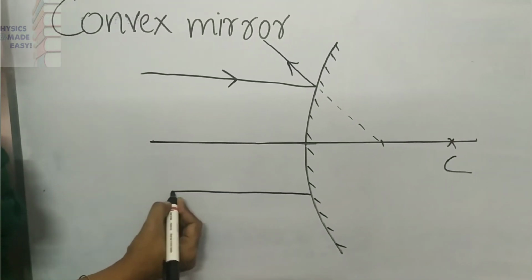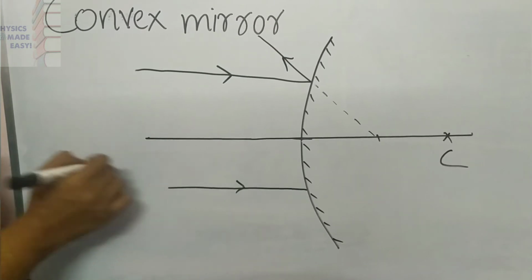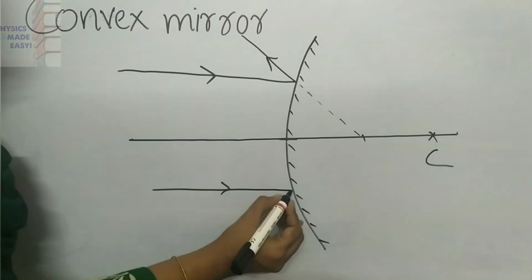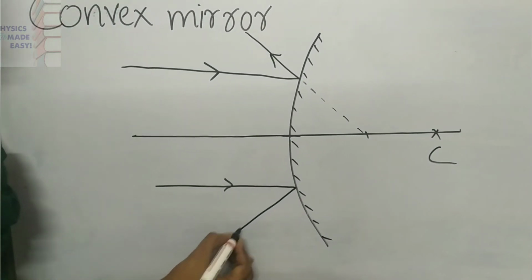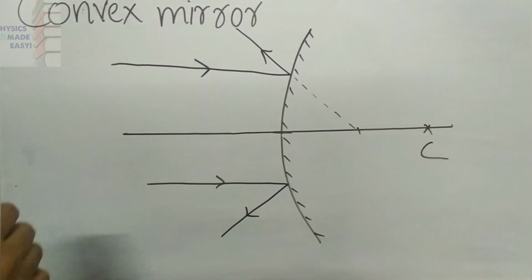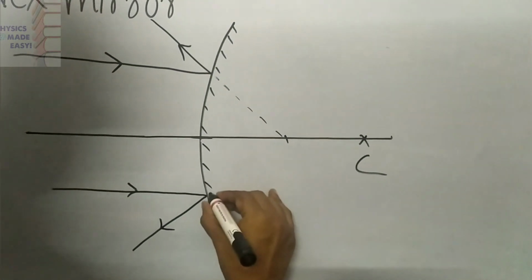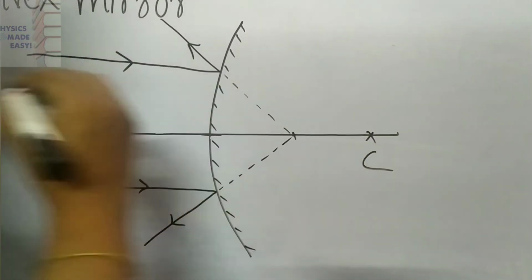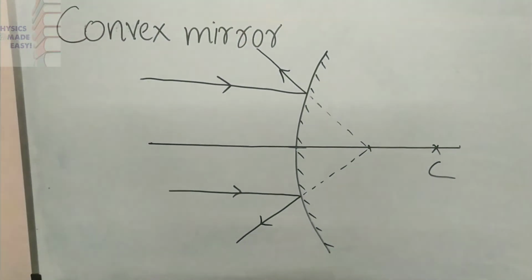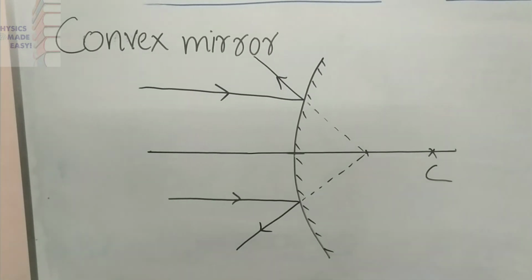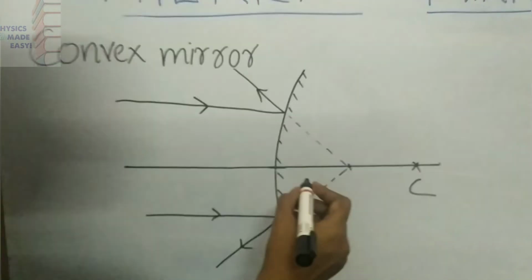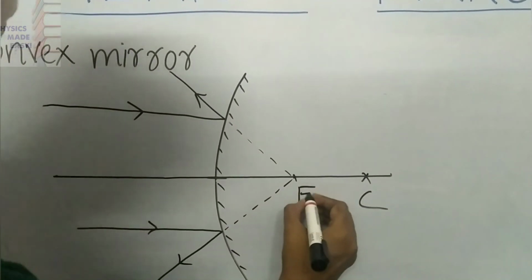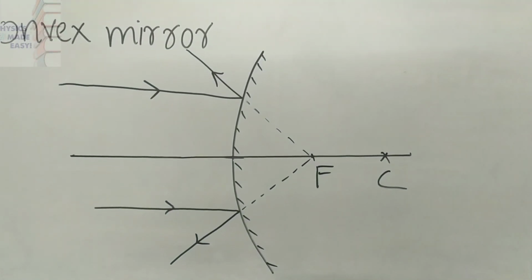You can see another ray which is also parallel to the principal axis. After reflection, that will reflect from the mirror. Here also, if you extend this, you can see that it is directing towards a point on the principal axis. It is the same point as for the first ray. We can call this point the principal focus of the convex mirror.